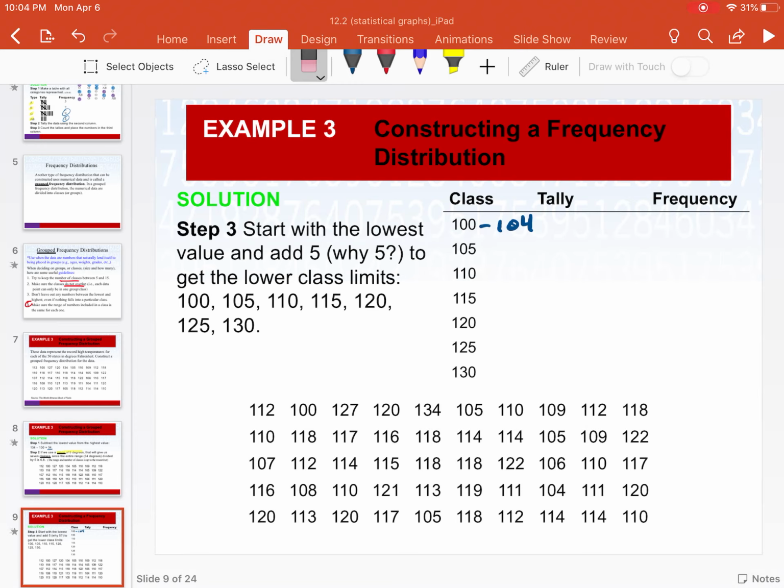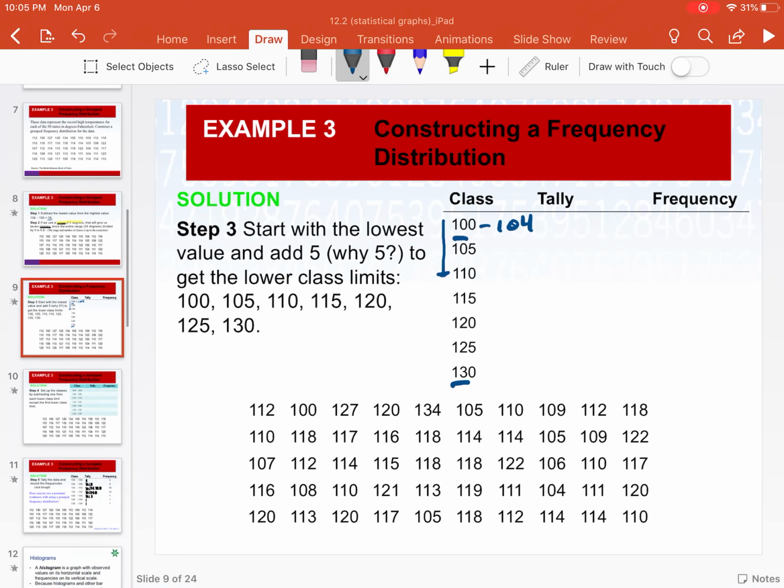So remember, you can't have an overlap, so you can't go 100 to 105 and then do the next one starting at 105. That's why it makes more sense to figure out the bottom of each group first. 100 plus 5 is 105, and then 110, 115, all the way up to 130. So you've got your lowest and your highest base number, the lowest number in each group. Okay? And now we'll go and build the groups.